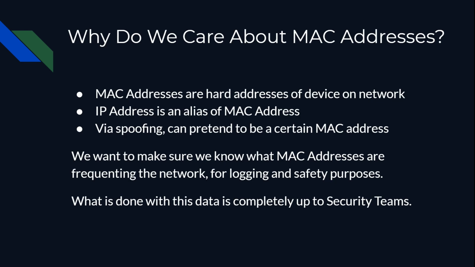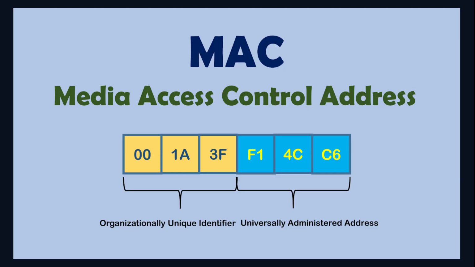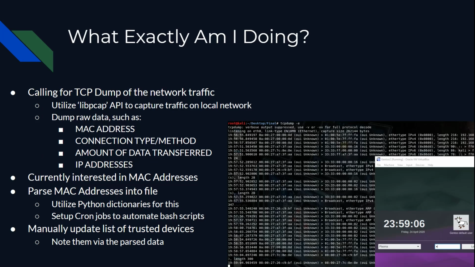Spoofing is when you pretend to have someone else's MAC address to basically pretend that you are that device, and a lot of things can go wrong from there. So we want to make sure we know what MAC addresses are frequent in the network for logging and safety purposes. What's done with this past that is completely up to security teams and the needs that need to be met there. This is just a visual representation of a MAC address: six bytes, all in hexadecimal, and every device that connects to a network has one of these for sure.